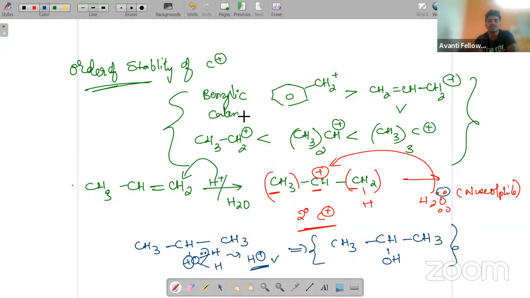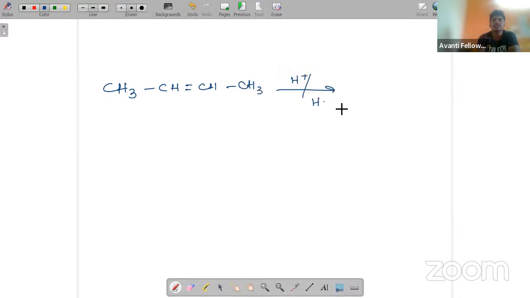Okay, so as a simple shortcut, I will give you some examples. Then you can write CH3-CH=CH-CH3. And if I have an acid catalyzed reaction, here H plus can add to either carbon. So the product will be CH3-CH(OH)-CH2-CH3.